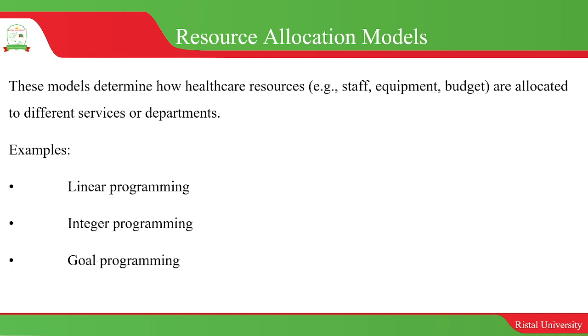Resource allocation models. These models determine how healthcare resources like staff, equipment, and budget are allocated to different services or departments. Again, these are statistical models. An example is we can use linear programming, we can use integer programming, and we can use goal programming. So this one works on the basis of, like, we already have parameters, 2 parameters, that we need to see how they will be affected, maybe with time. And then we shall use the programming.